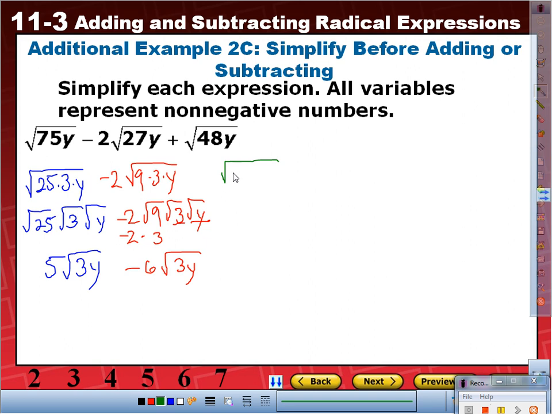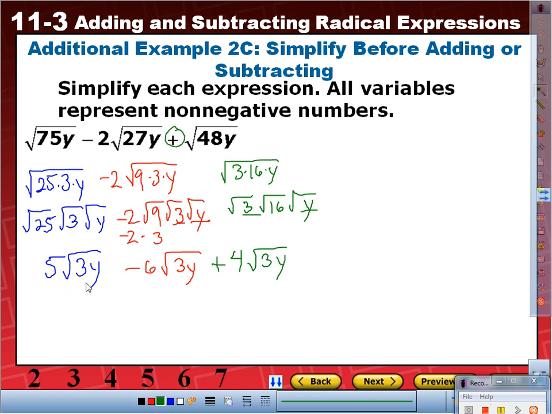I know. 3 times 16 times y. Wow. Split them up. Square root of 3, square root of 16, square root of y. Which one can we simplify? 16 becomes 4, and what stays inside? Square root of 3y, and it's a plus.